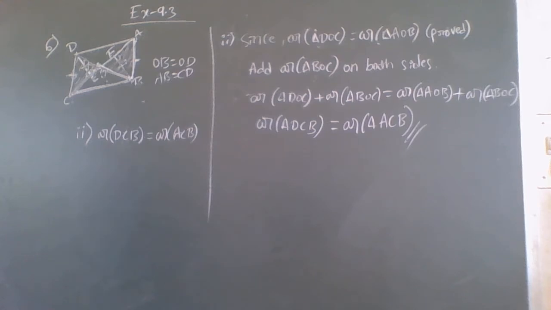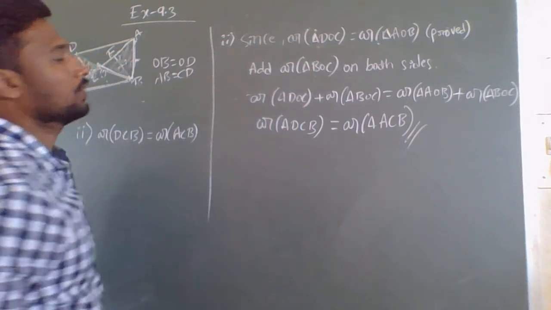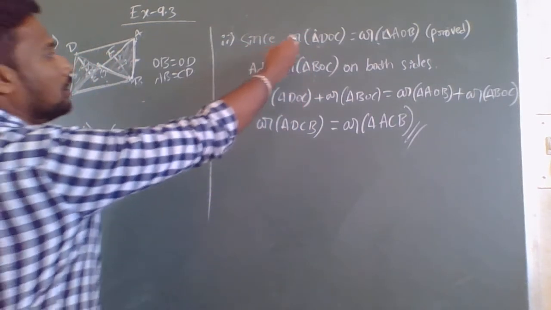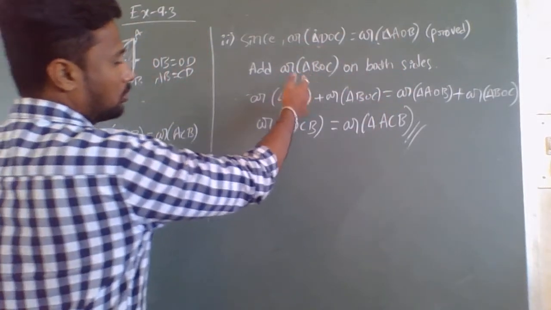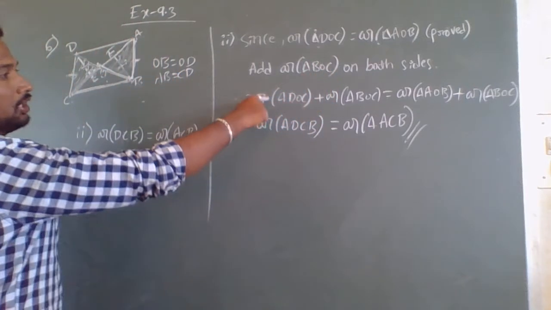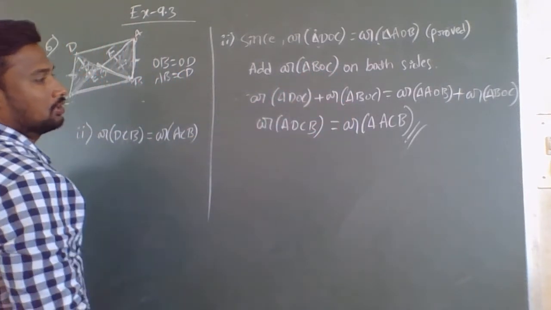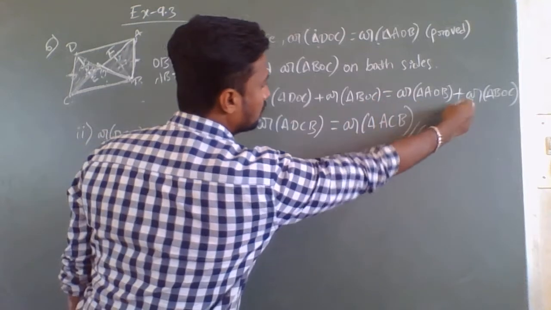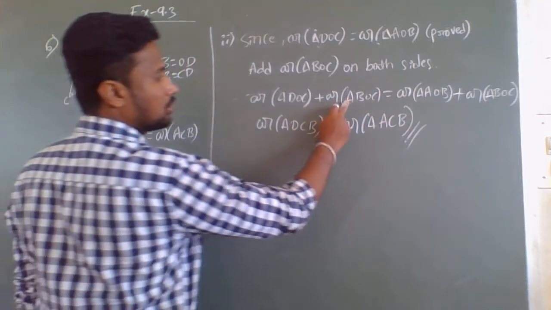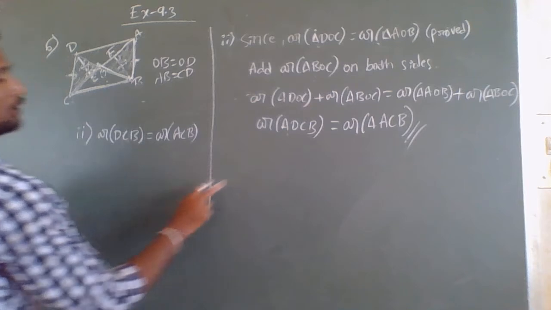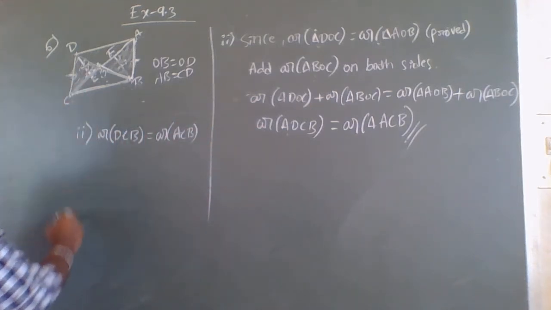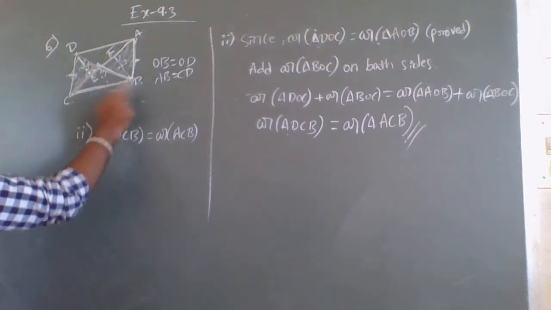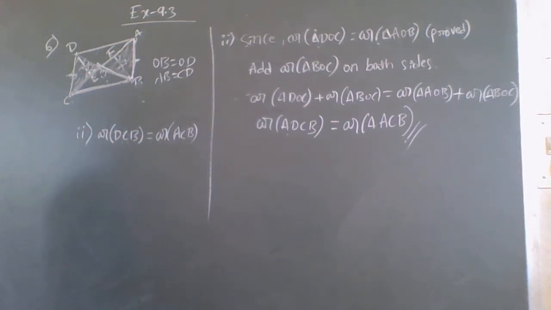So we are done with the second one. What we did here: we considered the first question only. We proved that the areas of triangles DOC and AOB are equal, so that we can add area of BOC to both sides. When you add BOC to both sides, what will you get? Area of this DCB equals area of ACB. So now we will move to the third question of sixth problem.